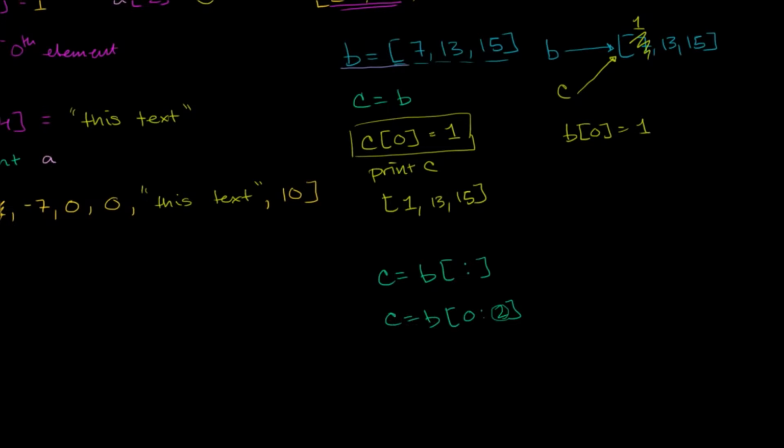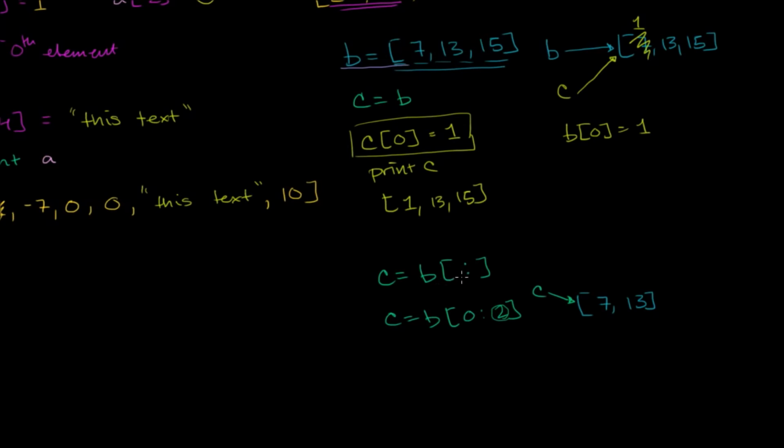So in this case, this one right over here would create a new list that looks like this. If we assume we haven't changed B yet, if we assume that this was our definition of B, it'll create a new list that looks like this. And C will now refer to this new list. So it created a copy of the first two elements, the 0th element and the first, not the second element. You would have to put 3 here if you wanted the second element. So up to, but not including the second element.